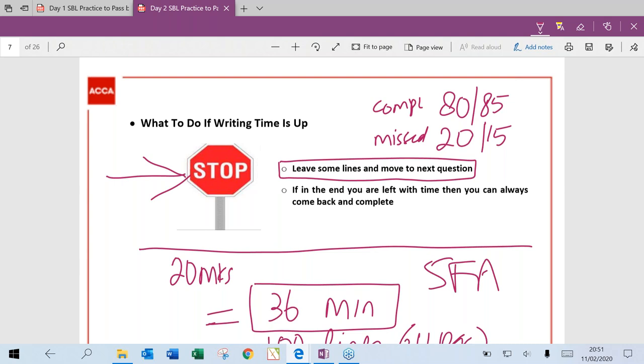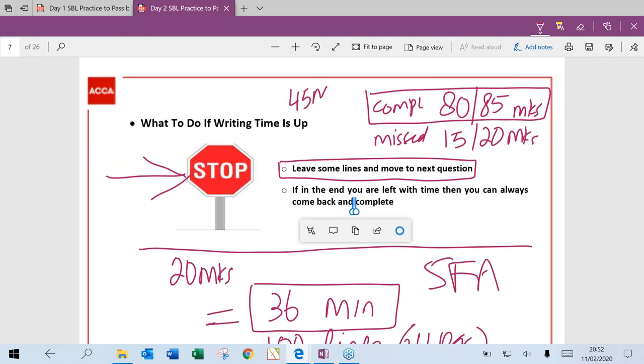Did you understand the stats? Most of them were just able to do an 80, 85 marks paper and they missed 15 to 20 marks because the time ran out. And because they just attempted 80 to 85 marks, they scored 45 marks and of course they failed.